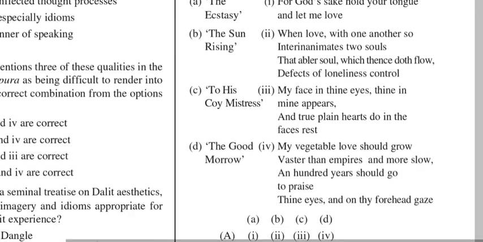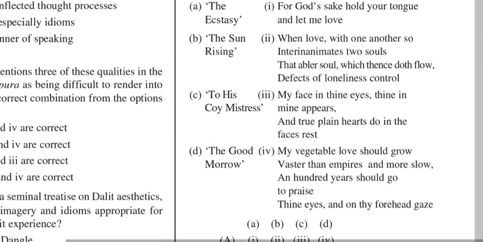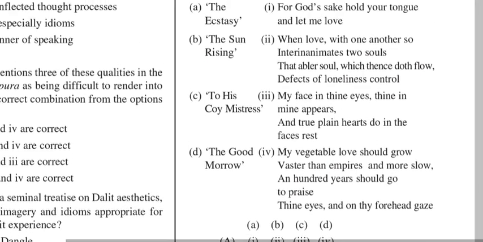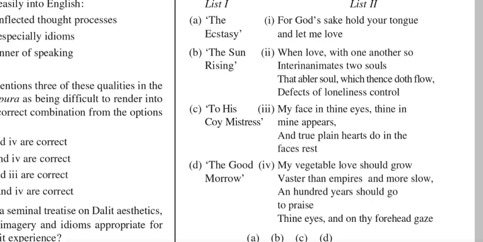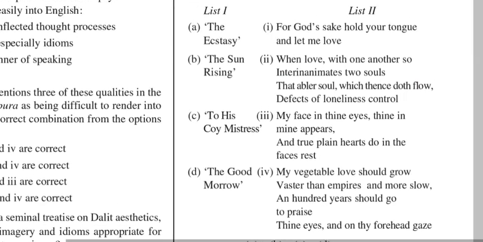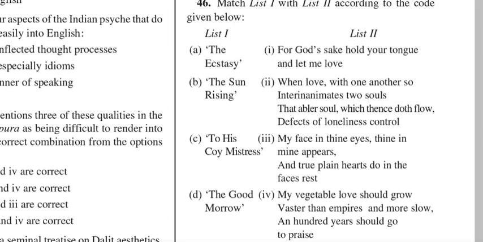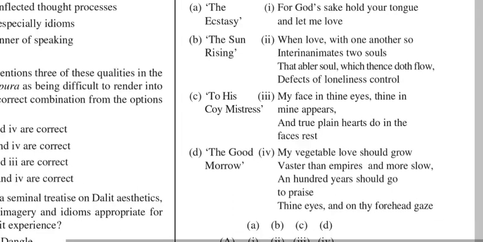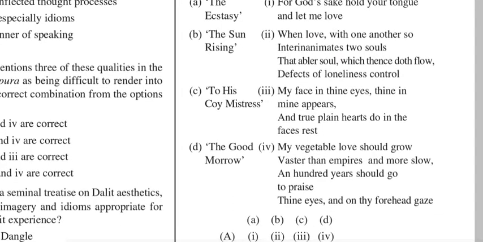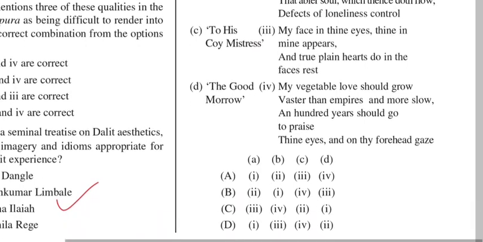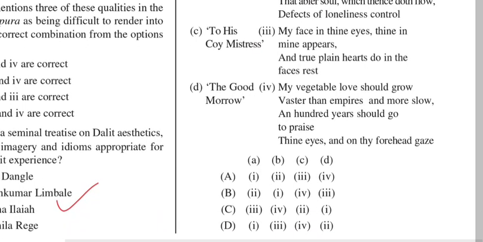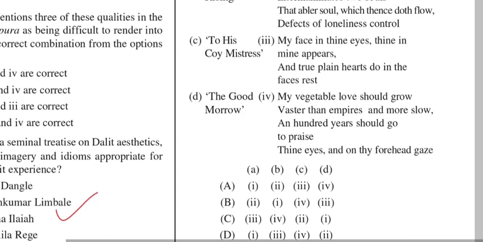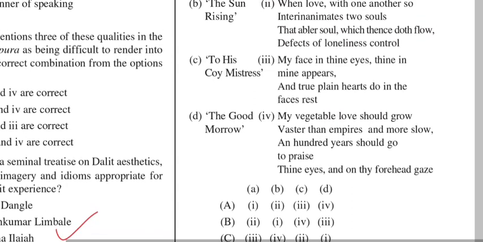The ecstasy, it is taken from. No. This is the poem. So the poetic line of this poem is, for God's sake, hold your tongue and let me love. Then, the sun rising will be B3. 3 is the correct answer.